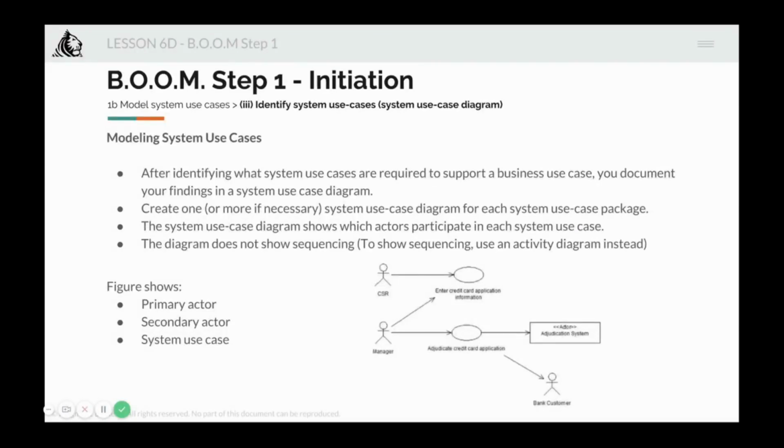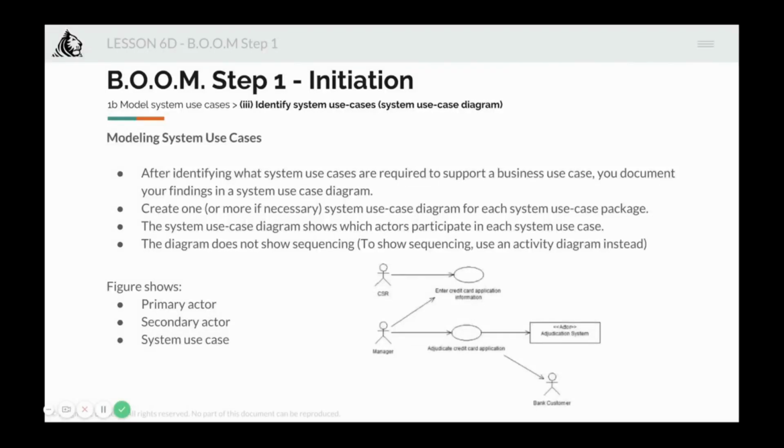So create one or more, if necessary, system use case diagrams for each system use case package. The system use case diagram shows which actors participate in each system use case. The diagram does not show sequencing. You can't tell from the diagram the order in which the system use cases should be used or the sequence of activities within each use case. Okay, to show sequencing, use an activity diagram. So a use case diagram is just to put everything together in one place. It doesn't talk about sequencing.